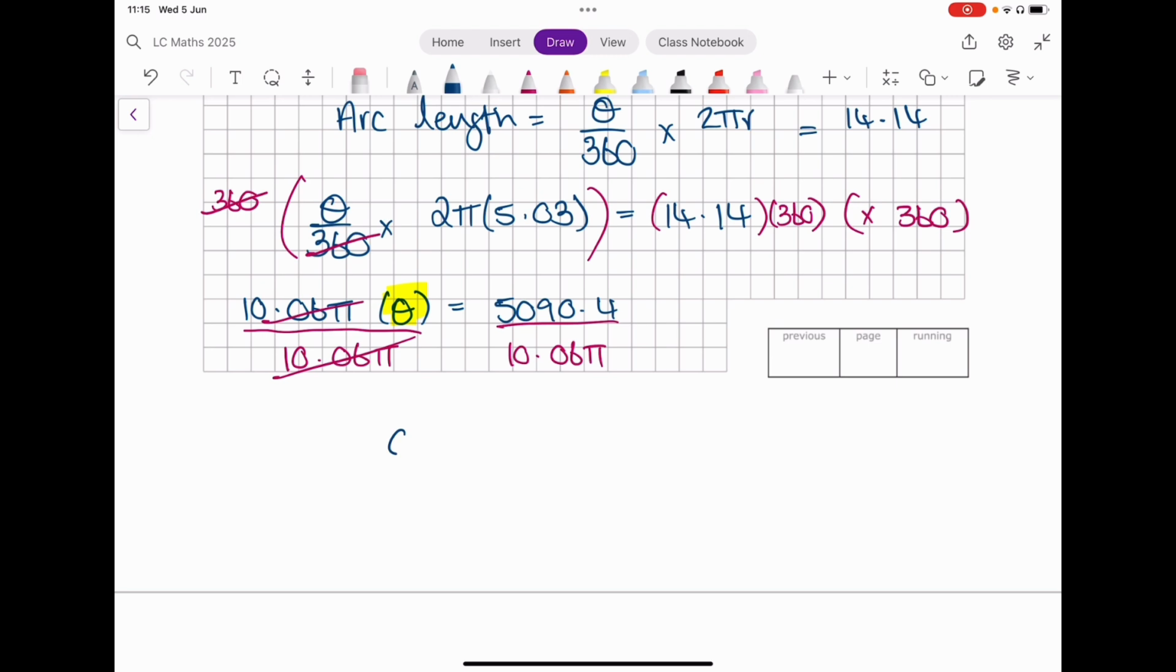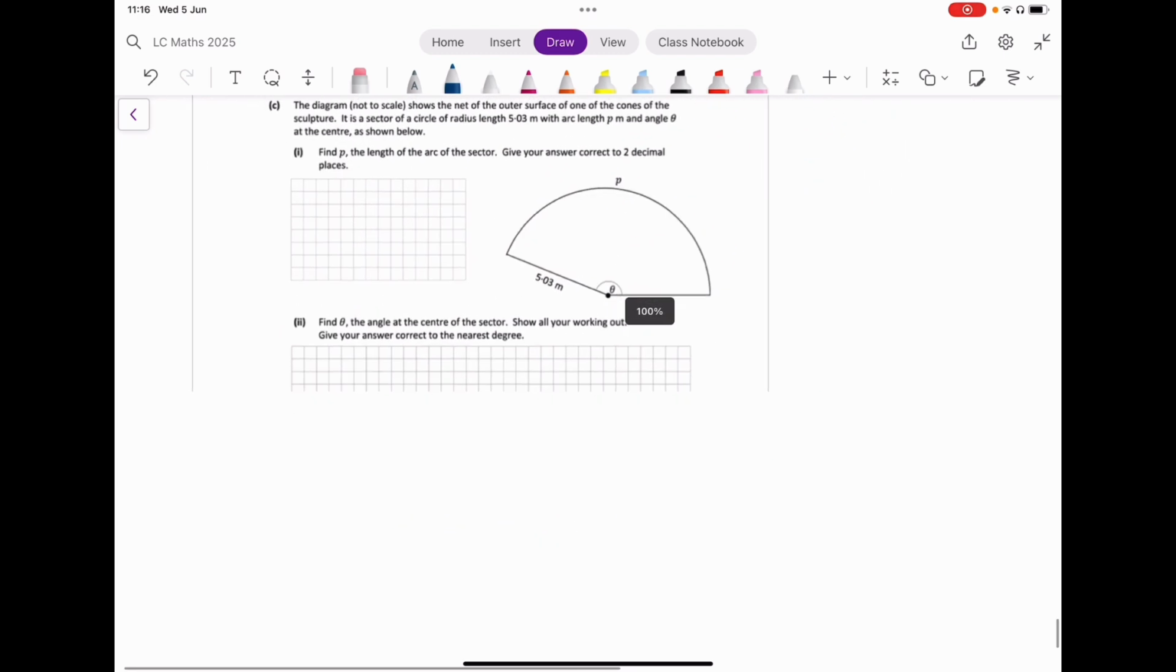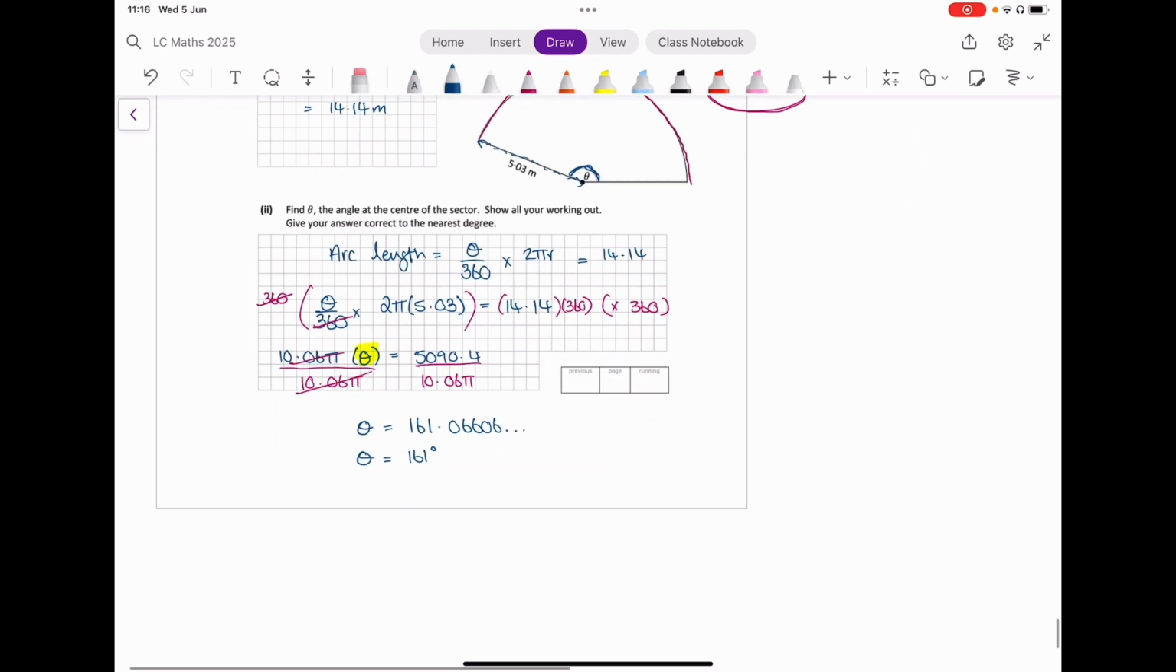Okay, so this cancels out. So I know that theta is going to be equal to 5090.4. We're going to divide that by 10.06 pi, and that gives me out 161.06606, and it goes on. And to the nearest degree, then that is 161 degrees. Okay, and that is the end of the test.